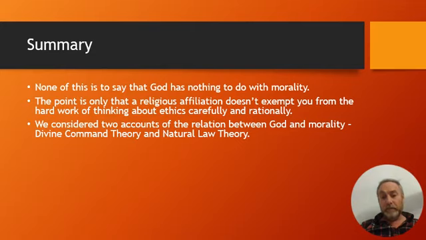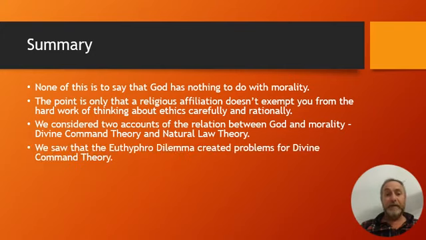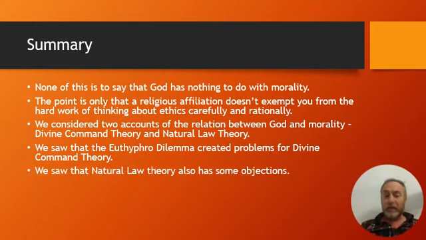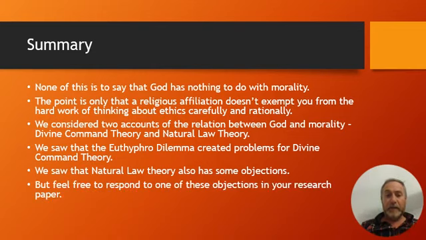So, in summary, again, we considered two accounts of the relation between God and morality: divine command theory and natural law theory. We saw that the Euthyphro dilemma created problems for the divine command theory. There are two interpretations, both of them seemed not great. We also saw that natural law theory had some objections that need to be dealt with. But again, that's not the end of the story. That's the nice thing about philosophy.